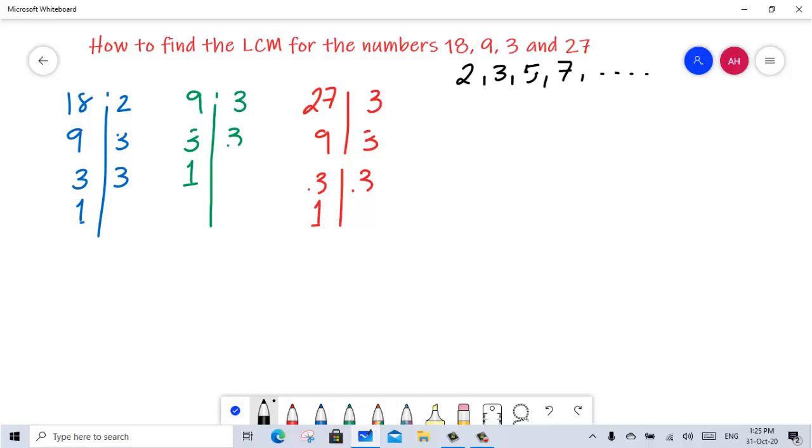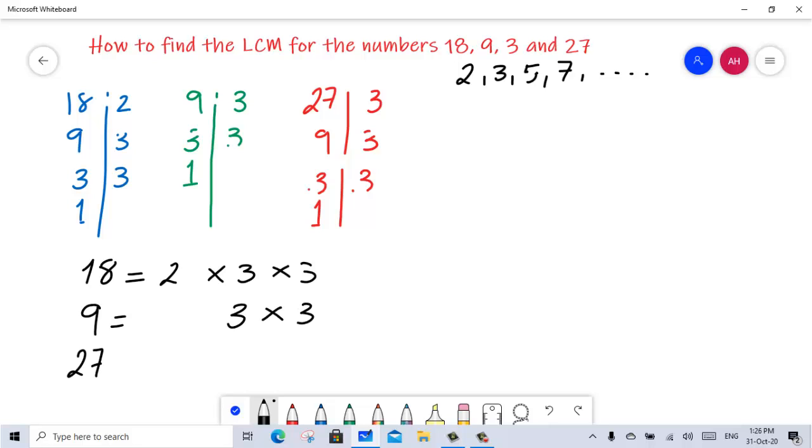Now we should go and write what were the prime factors of 18. It's 2 times 3 times 3. And what are the prime factors for 9? It's 3 times 3. 27 is 3 times 3 times 3.